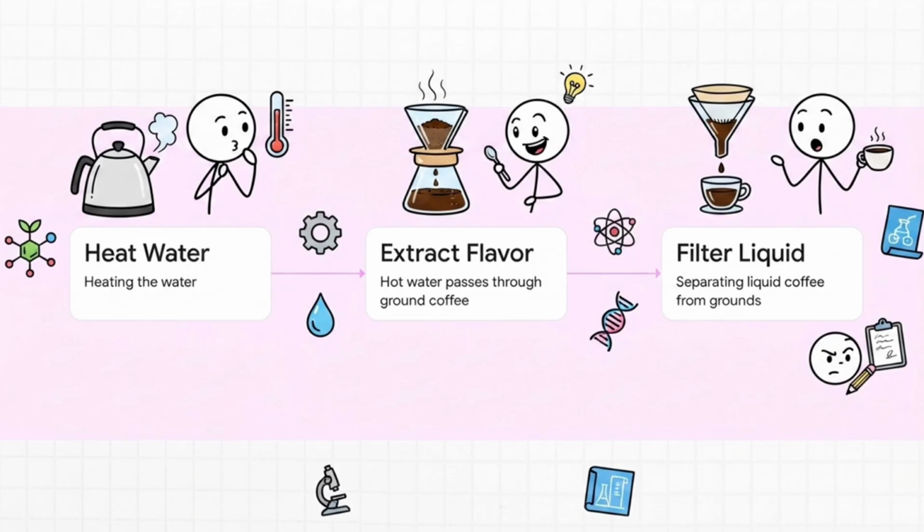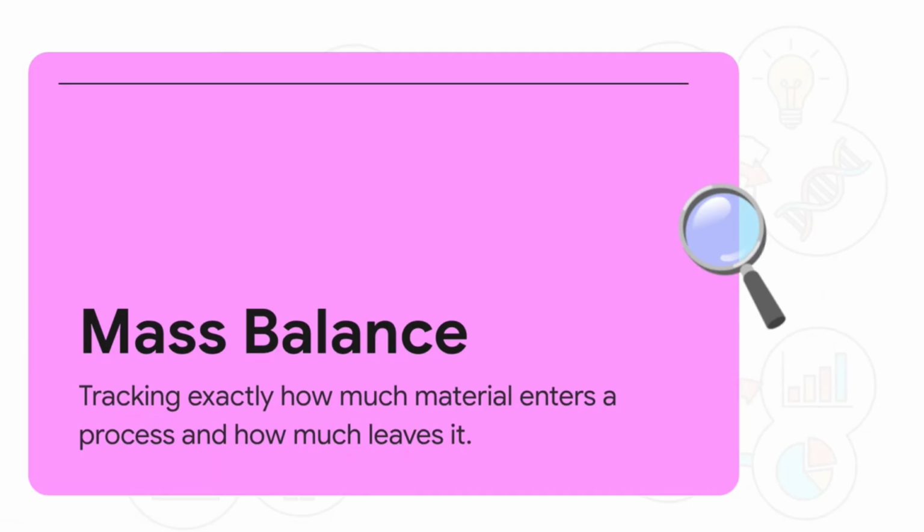So when engineers design a chemical plant, they usually aren't inventing brand new chemistry. They're really just figuring out which of these unit operations to use, in what order, and exactly how big to make them. Our second foundational block is something called the mass balance. This is essentially the practice of tracking exactly how much material enters a process and exactly how much leaves it in every single form, whether that's final product, waste, or just lost material.